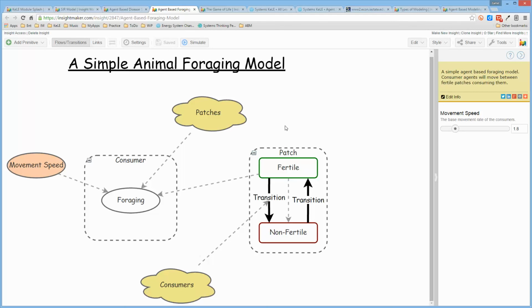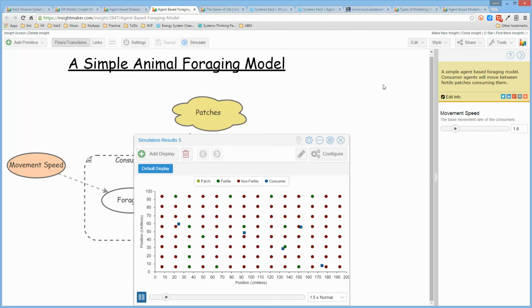And because this is laid out on a grid, when you simulate this, you'll notice that the consumers are wandering around looking for the fertile patches of ground, and they are consuming them so that they become non-fertile. And the non-fertile ones, after some period of time, become fertile, and the agents then pursue them.